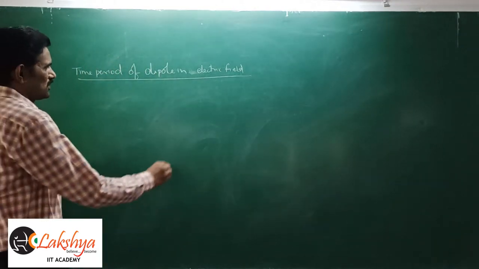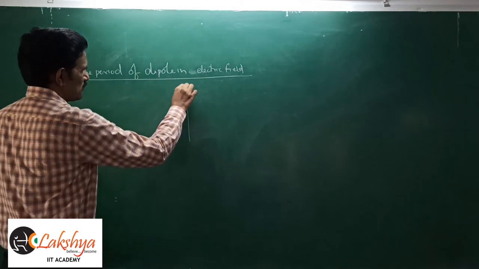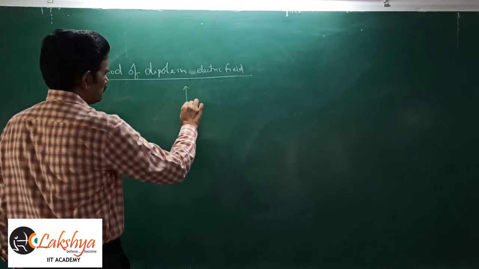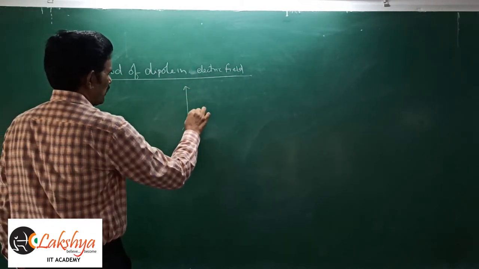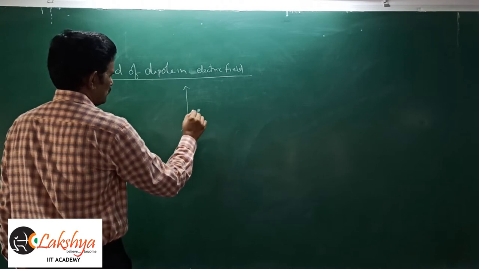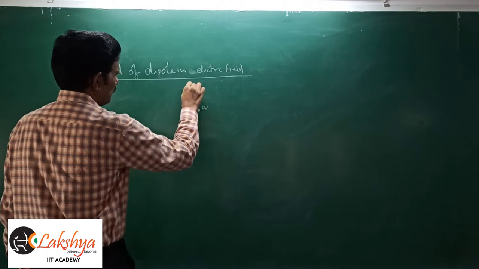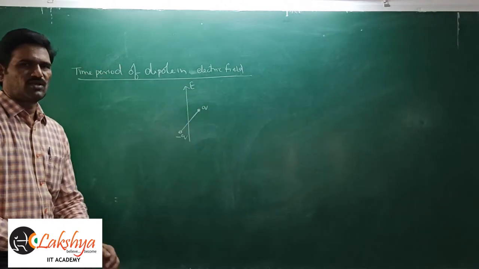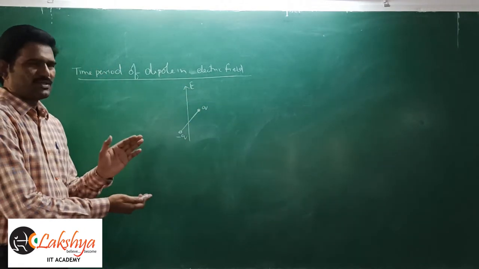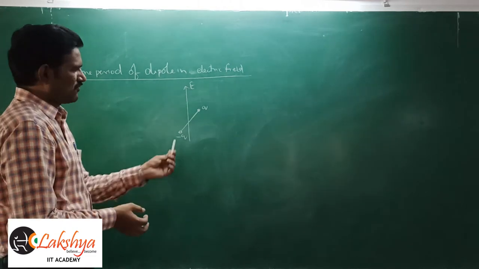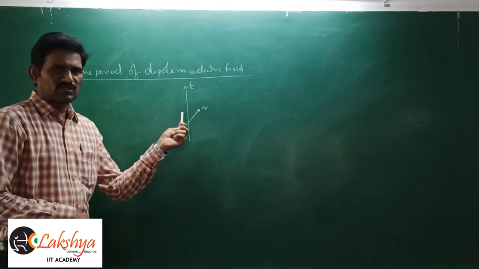Now simply, suppose this is the electric field here. Now the dipole is placed like this, with negative charge and positive charge here. This is the direction of the electric field. We already discussed that some torque will act on this. So if the dipole is like this, then the torque is here.